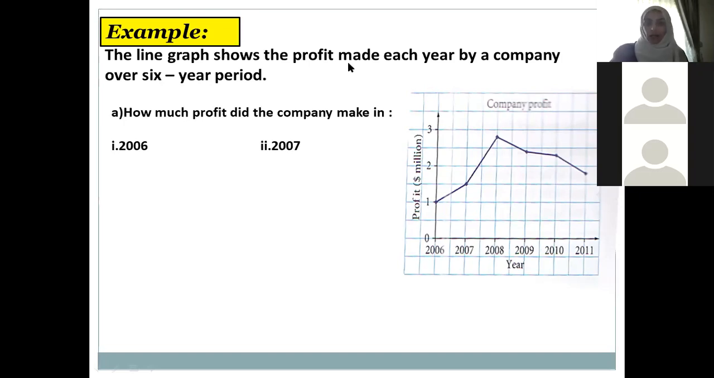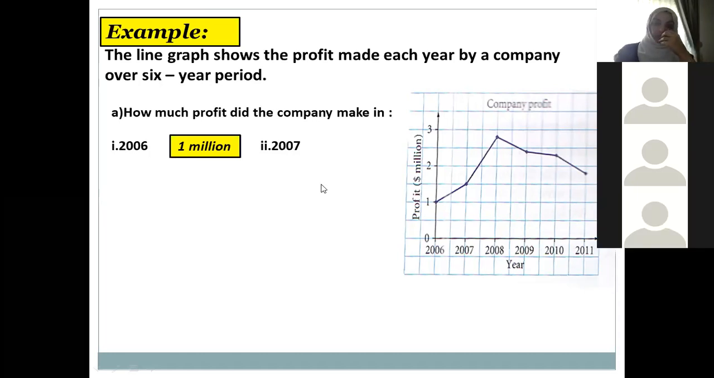Okay, go ahead. 1 million. It's 1 million. That's right. It's 1 million for the first year. That's right. What about the second year, Hala? It is 1.5 million. That's right. 1.5 millions. Excellent.